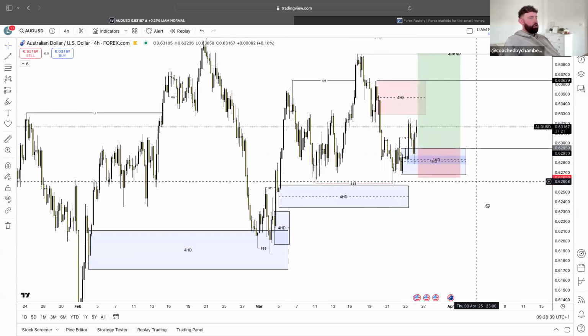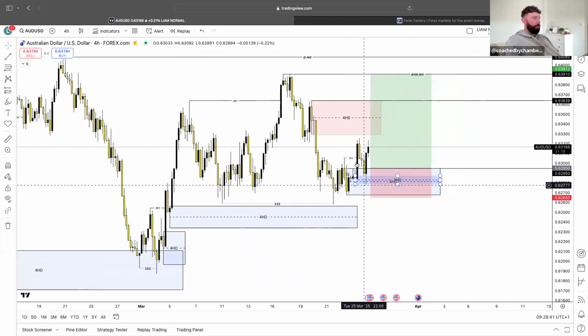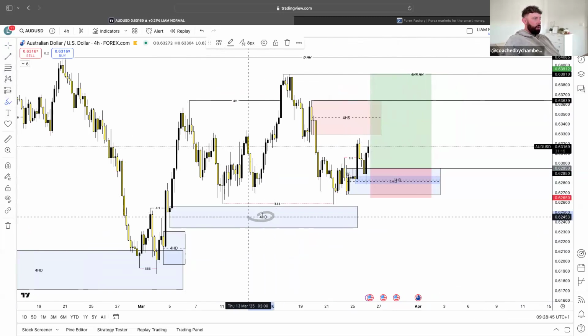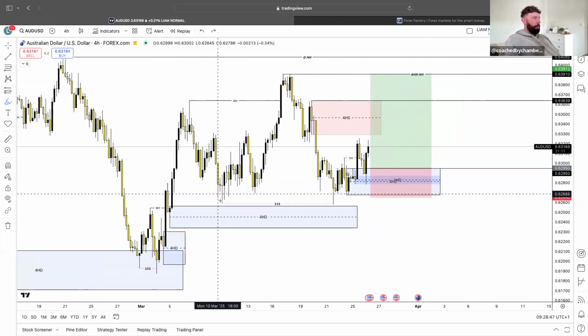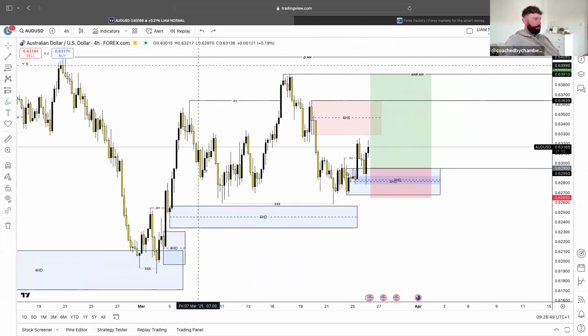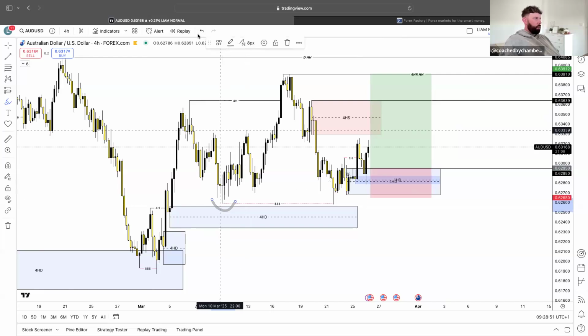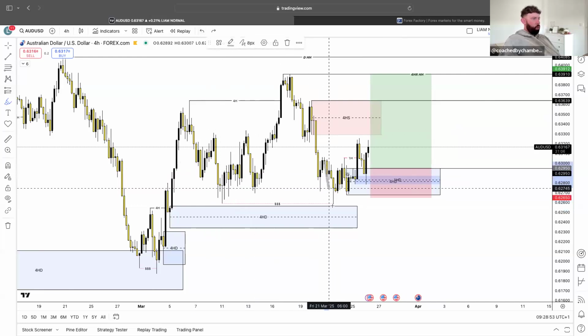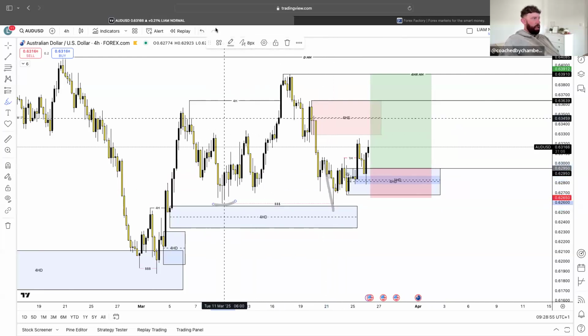So that was my main train of thought, and the reason I bought this is because we didn't meet this demand area here. We didn't quite tap in here, which is from last week or the week before. But what we did is we wicked below, taking this liquidity.